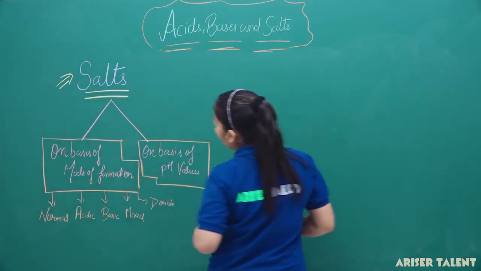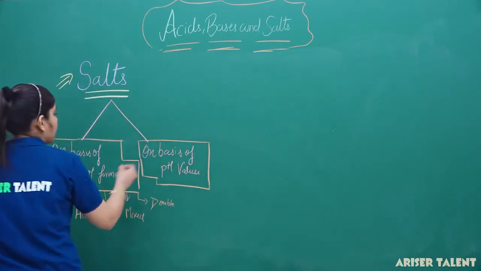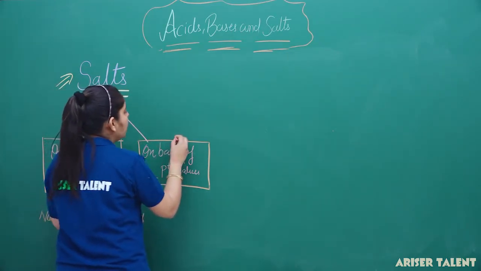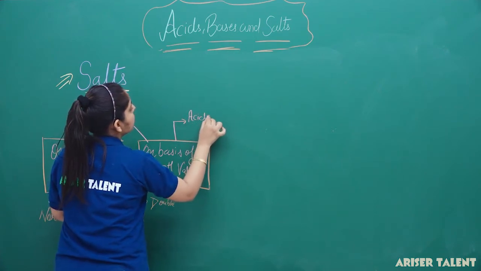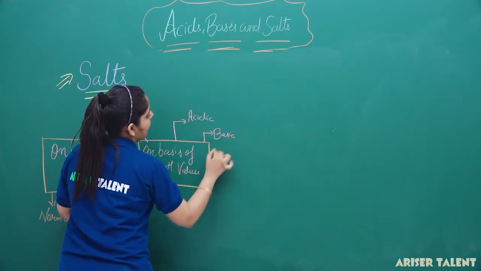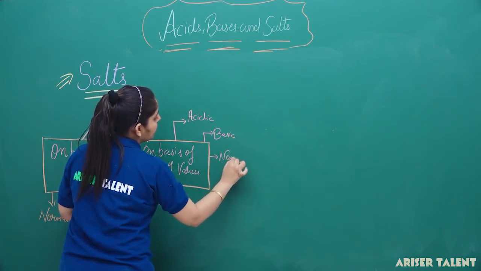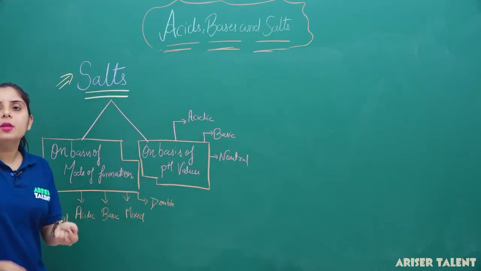Now depending upon the pH value, our categories are acidic salt, basic salt, and the third category is neutral salt.